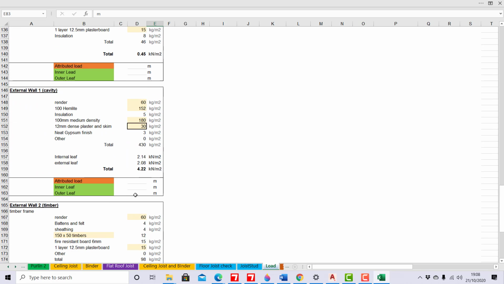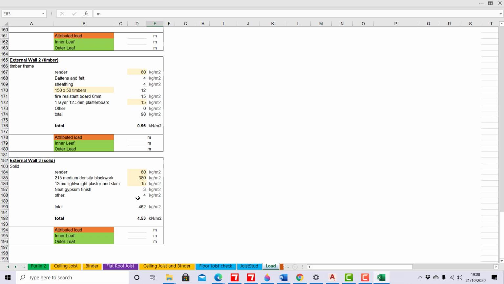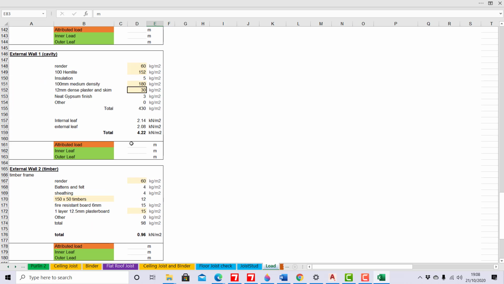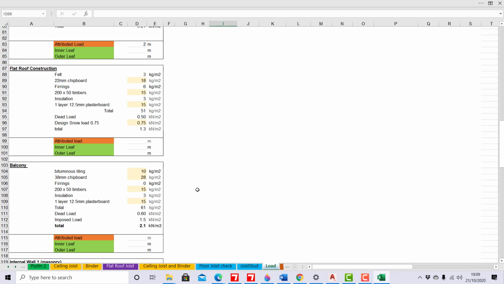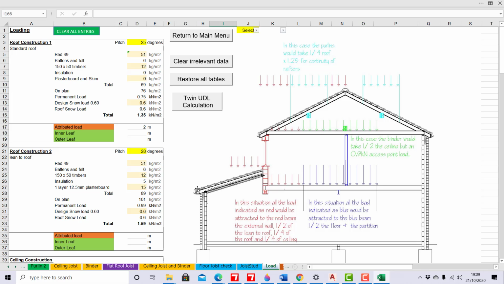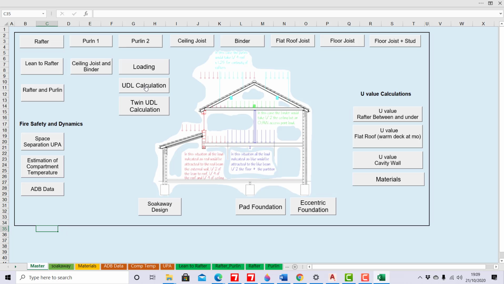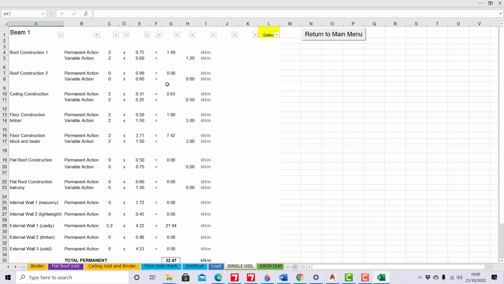And again, you can run this all through by hand if you want. Cavity wall, where is it? There we go. So for the single UDL, you put that in there. Okay. And now you will go back to the main menu, and you will then type UDL calculation, and it's all in there.